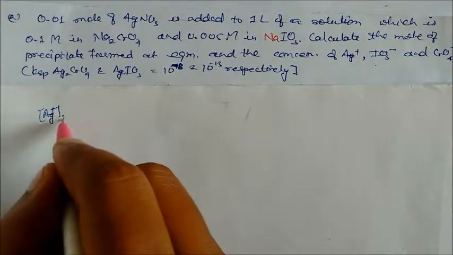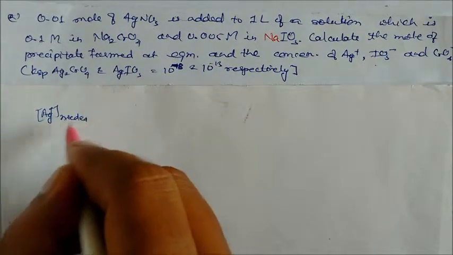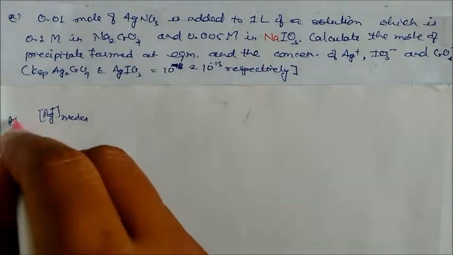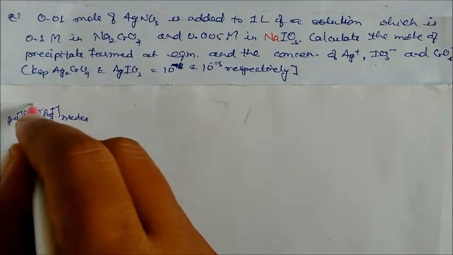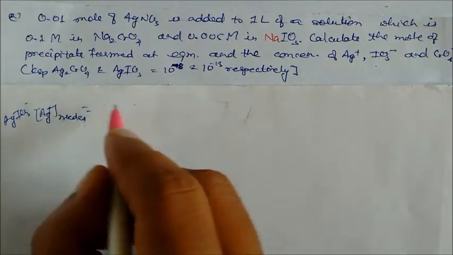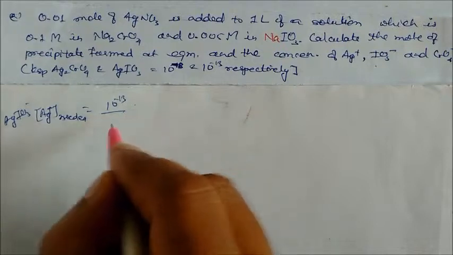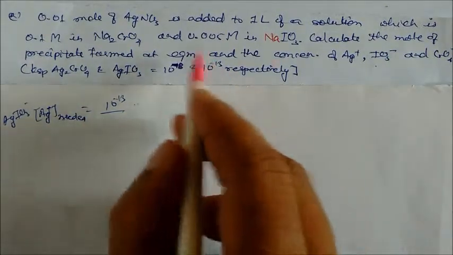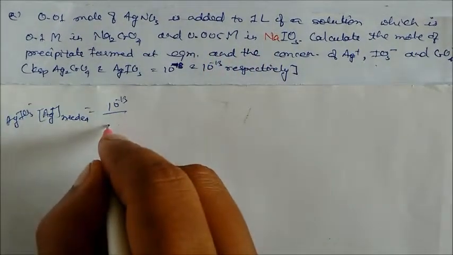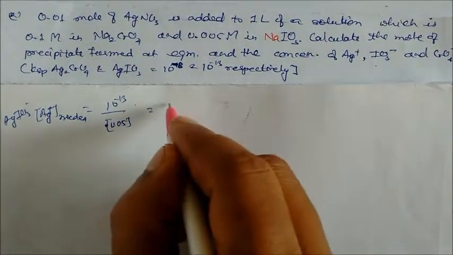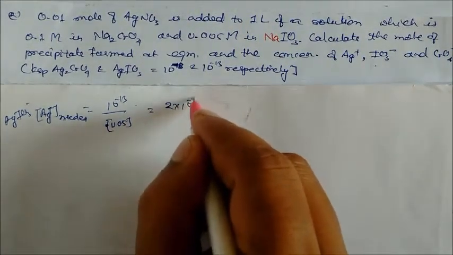Silver iodate is needed; first we will find out this one. So for silver iodate, AgIO3, the Ksp value is given here, 10 power minus 13, divided by the iodate concentration given here, 0.005 molarity. On solving we will get 2 into 10 to the power minus 11.